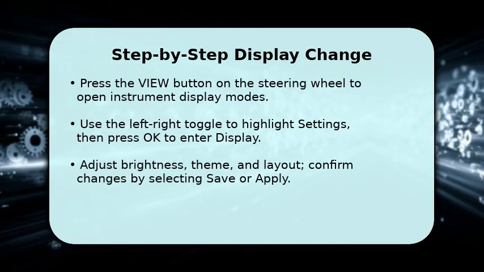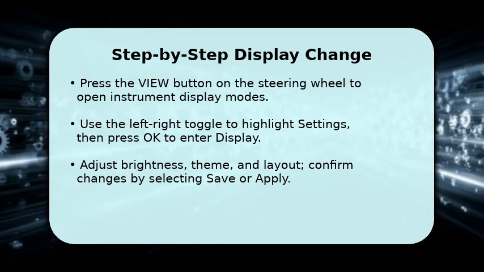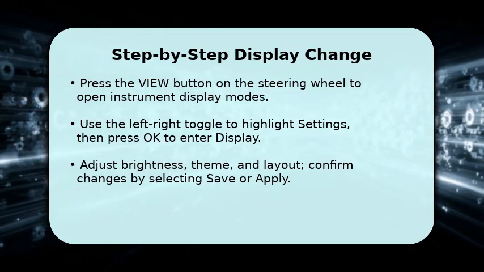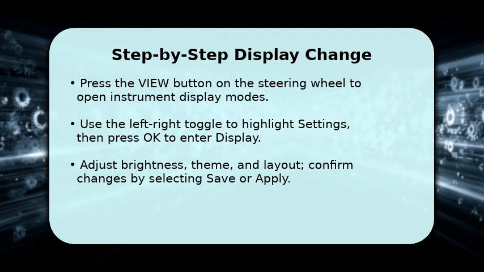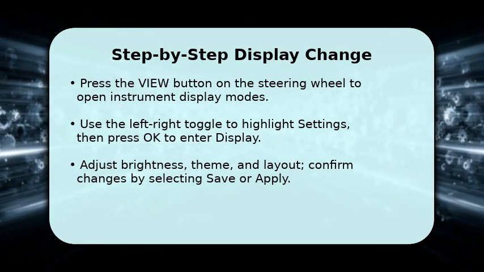Select brightness, theme, or layout and adjust values with the knob or arrow keys. Confirm each change by selecting Save or Apply on screen. Exit the menu and verify the new layout on the instrument cluster.